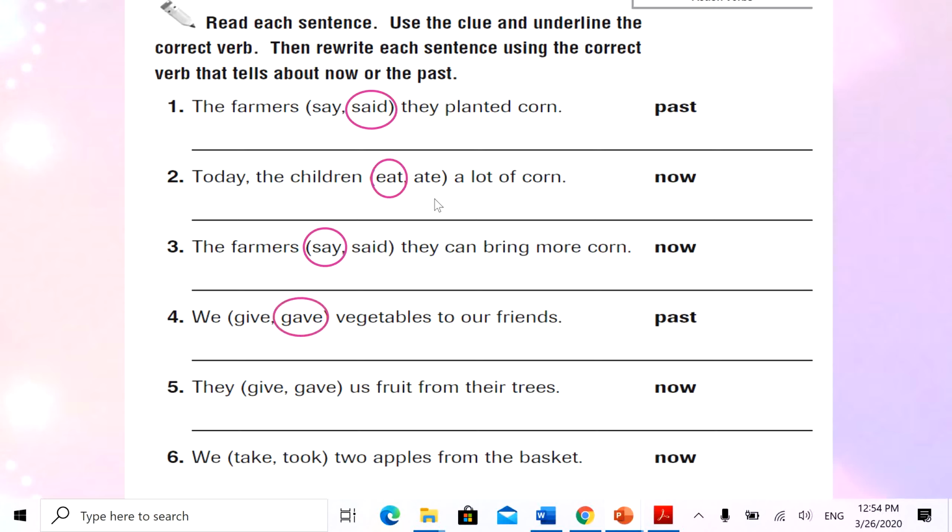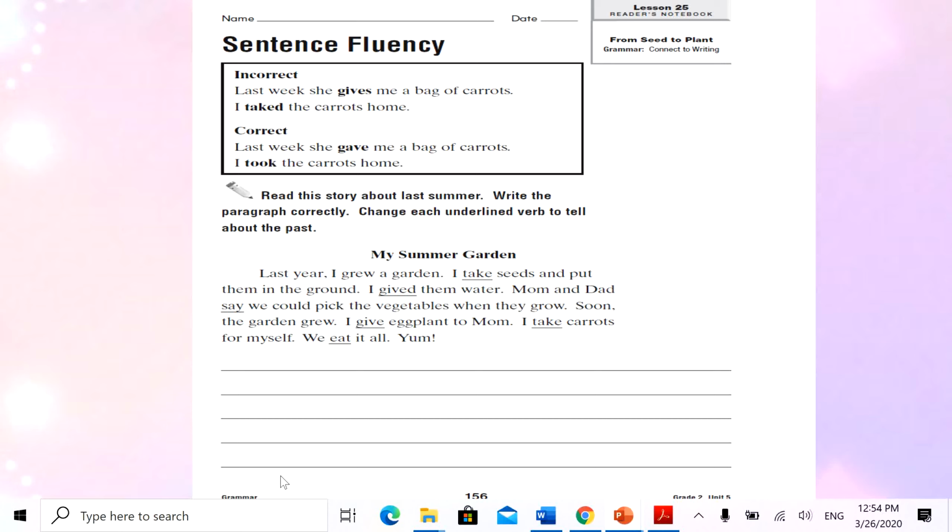4. We choose gave. Give in the present, gave in the past. 5. We choose give. Give in the present, gave in the past. 6. Take. Take is in the present and took in the past. Now, let's move on to another page. Please open page 156.